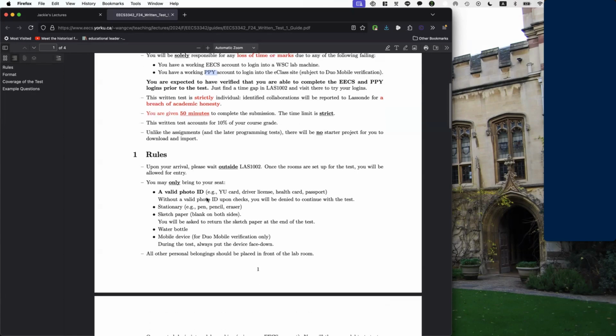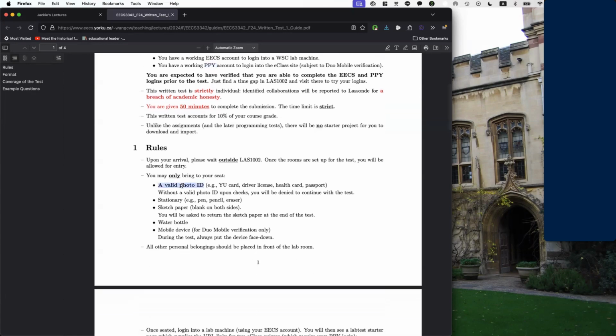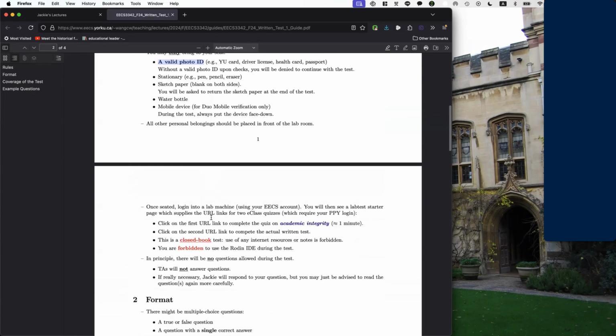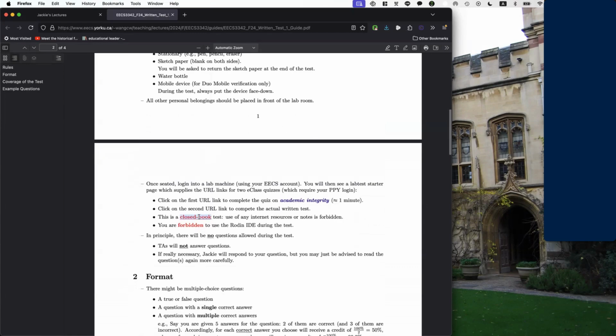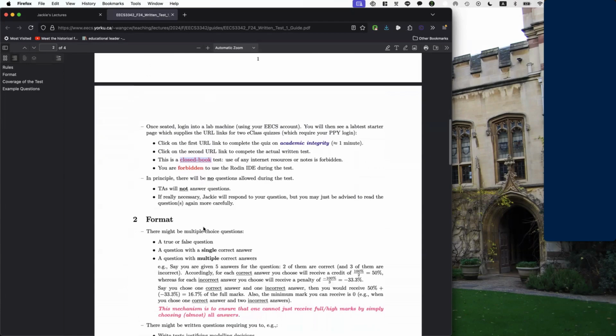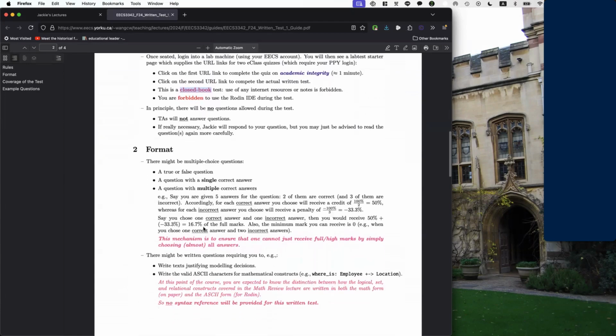All right. And then make sure you also bring your ID, so we're going to do an attendance check. That one should be clear. And it's going to be closed book. And you can feel free to bring your own sketch paper if you find the need. We're not going to provide sketch paper, but if you bring your own, please make sure it's blank on both sides.